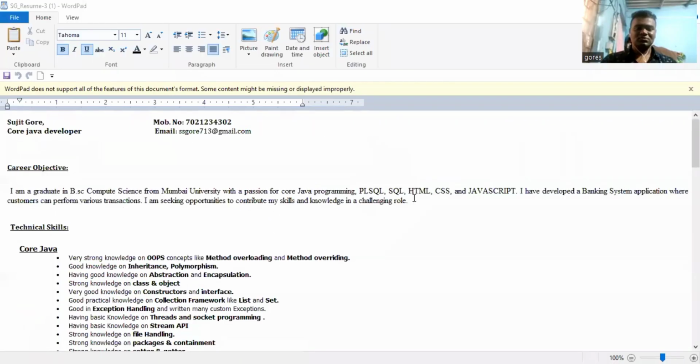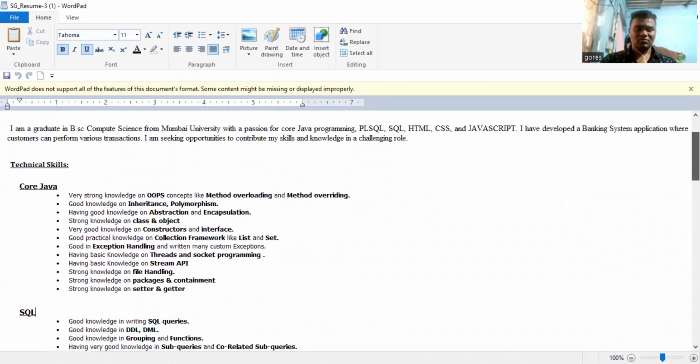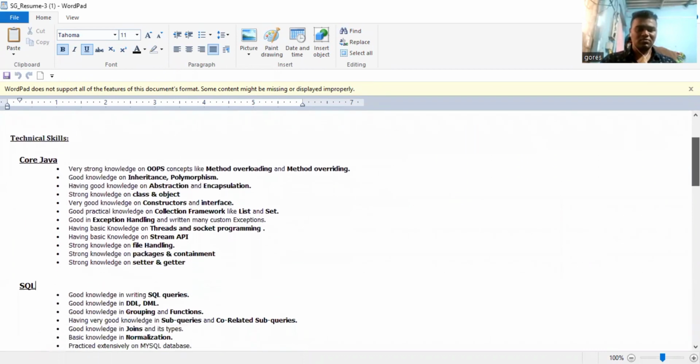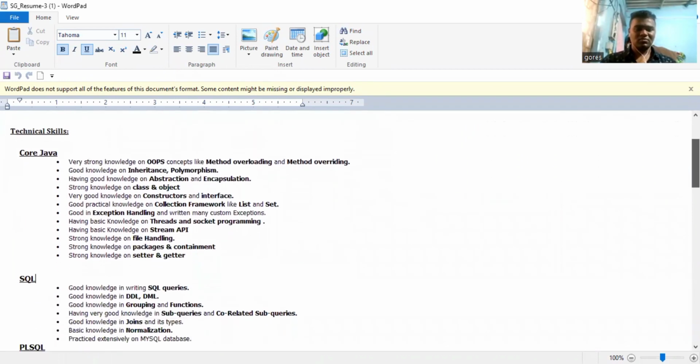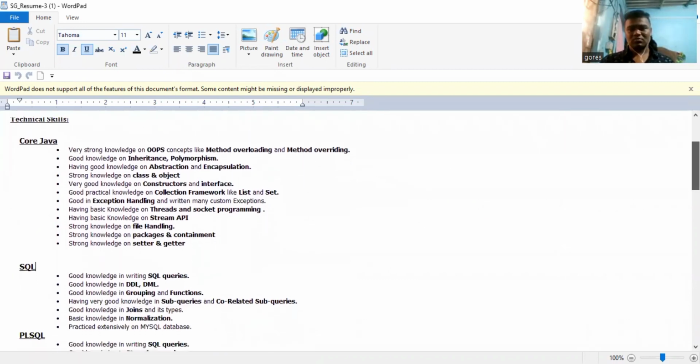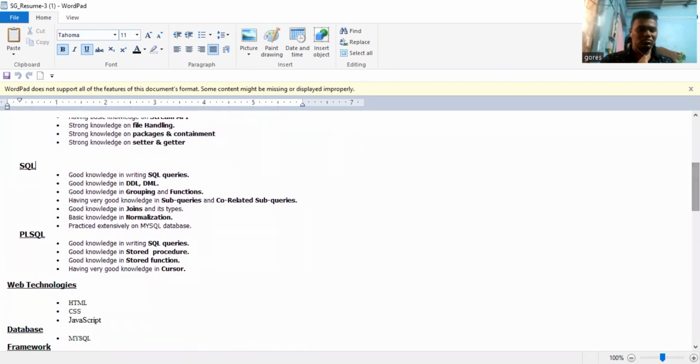You have completed graduation in BSc Computer Science from Mumbai University, right? And you have a passion for core Java, PL/SQL, SQL, HTML, CSS. All things are good. In technical skills, you have mentioned some points regarding core Java. That's also good. You also have knowledge about Stream API and file handling. You know about SQL and PL/SQL both.